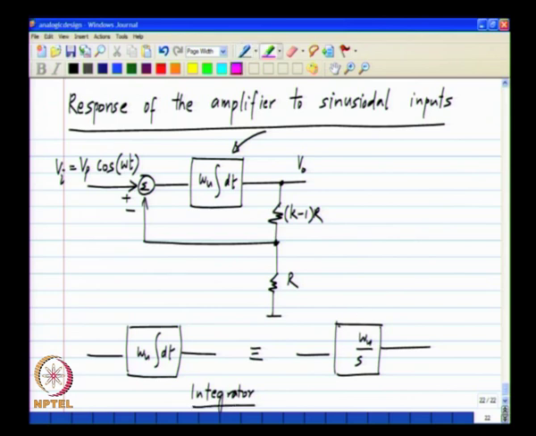And you also see the dimensional consistency here, omega u has dimensions of frequency and s also has dimensions of frequency. So, the transfer function is dimensionless, if you apply a voltage you get a voltage out. So, to analyze the sinusoidal steady state response of our amplifier, what we need to do is to replace this by its Laplace transform equivalent.